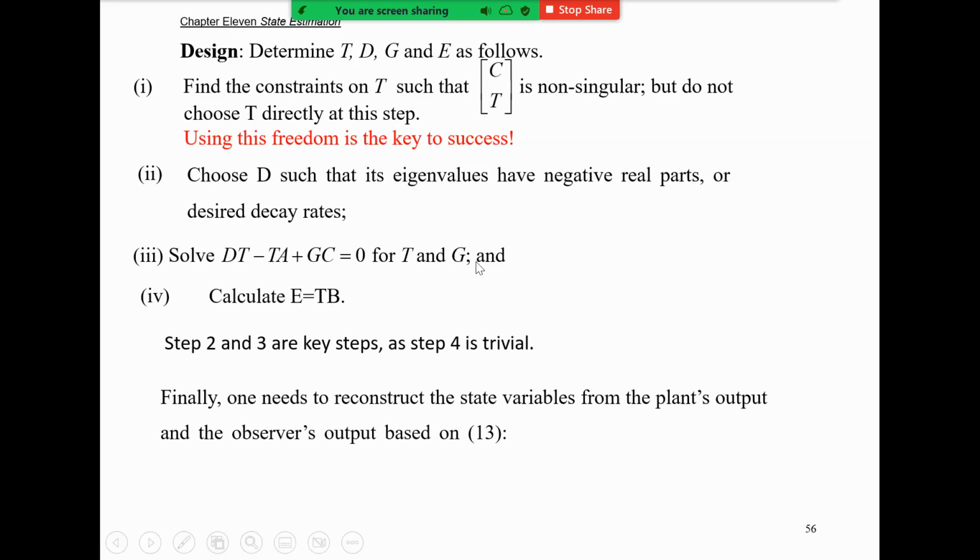Once you have constructed the reduced order observer, don't forget the last step. In the last step, you have to show how you get the original state estimation. Basically, you have the output and the estimate. This is the transformation matrix. You take the inverse of that transformation matrix times this one, and you get the estimated state. That will be the state you can use for your state feedback control.